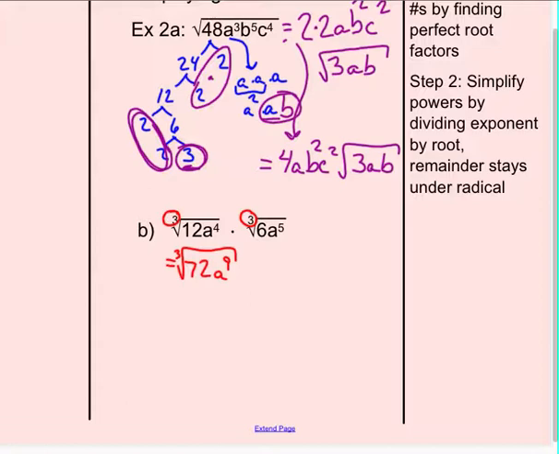So what we're going to do here is look for perfect cube factors of 72. And 8 is a perfect cube. So I can think about taking the cube root of 8, which is 2. 9 divided by 3 is 3, so those will come out of the radical. The 9, and I need my cube root there as well, will stay under the radical. So we have 2a cubed times the cube root of 9.